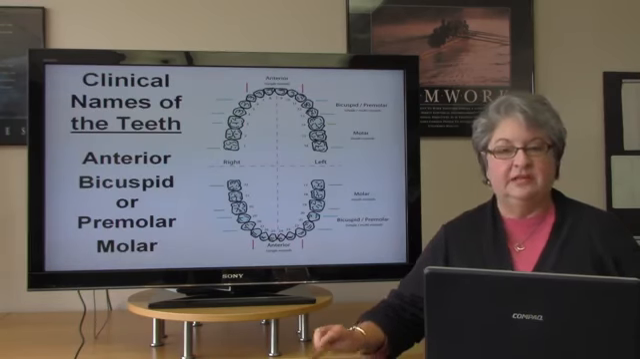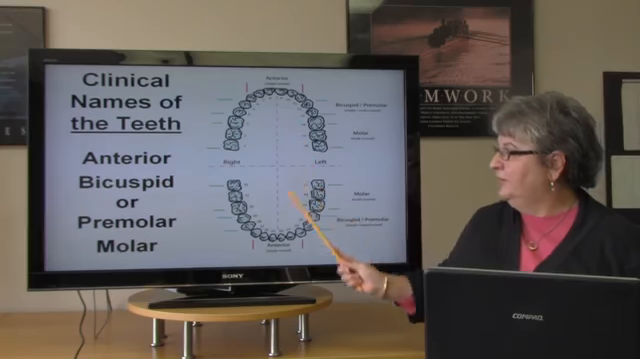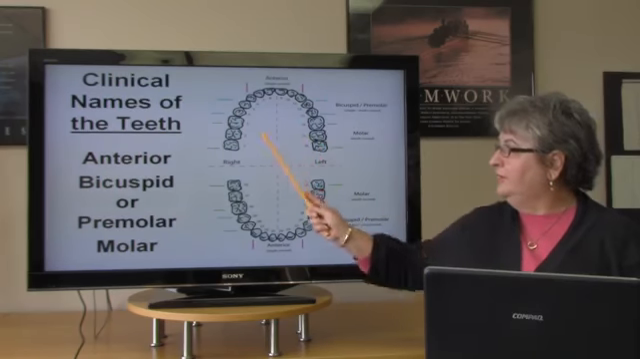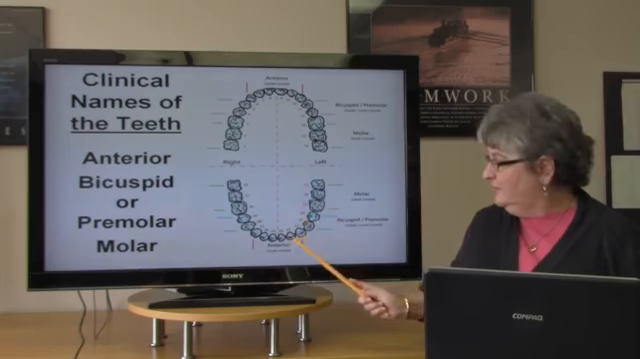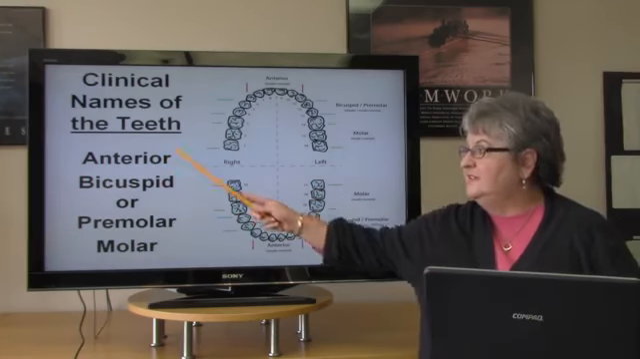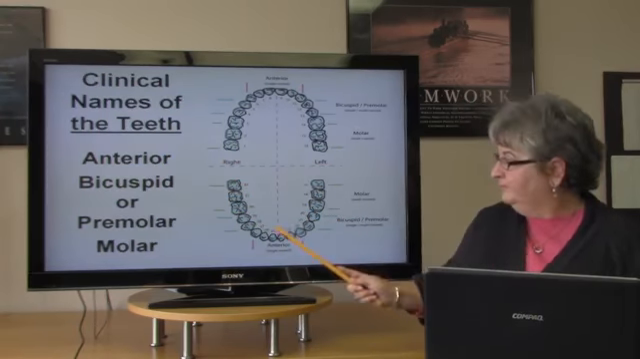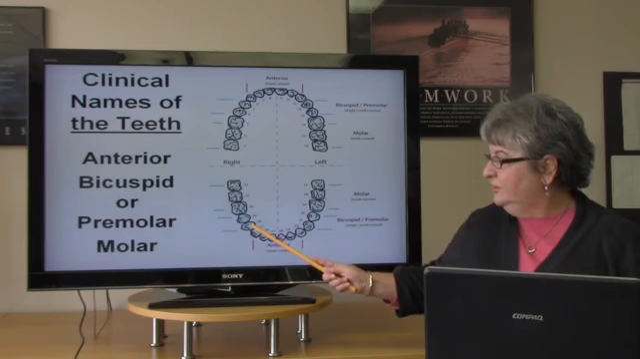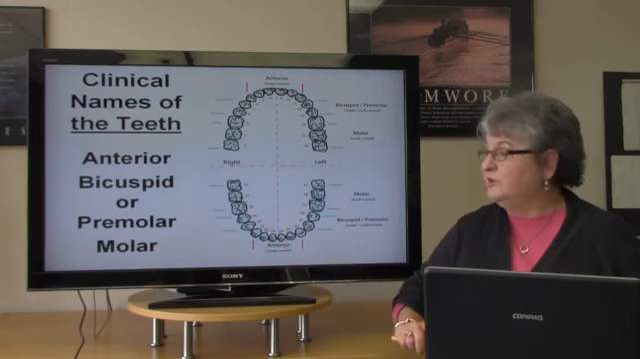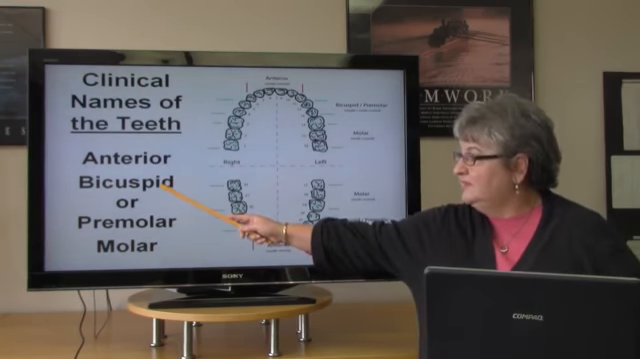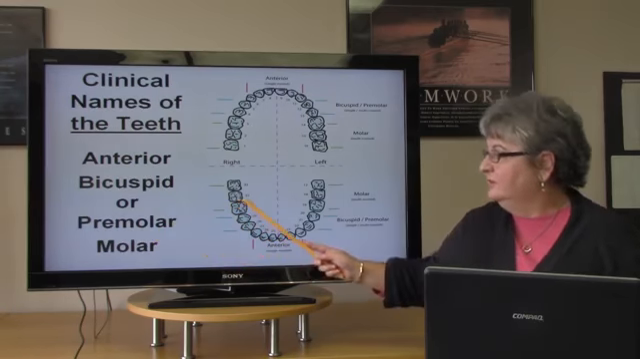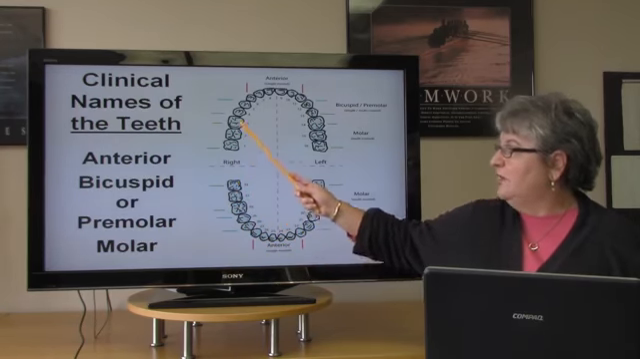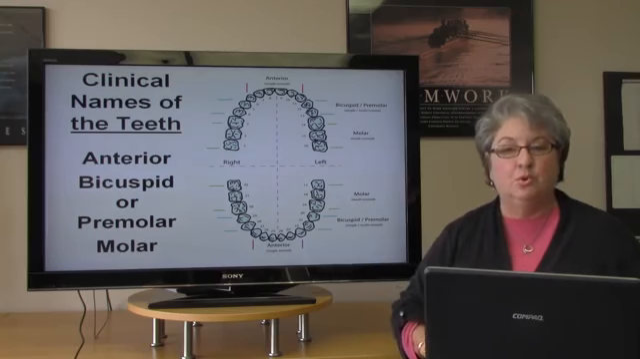These are the clinical names of the teeth, and again, upper and lower are mirror image. The front 6 teeth on the upper and the lower are referred to as the anteriors. The next teeth over, 2 in each quadrant, are referred to as the bicuspids. The next teeth over, 3 in each quadrant, are the back teeth or the molars.